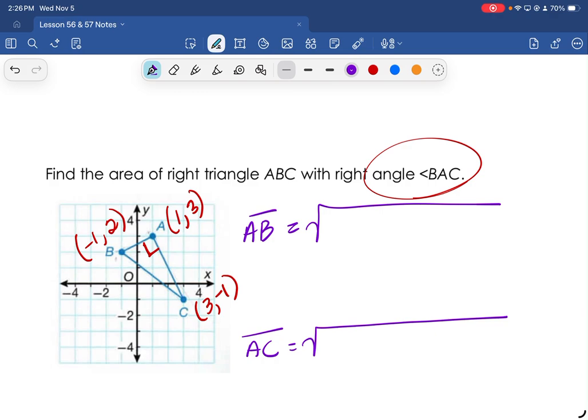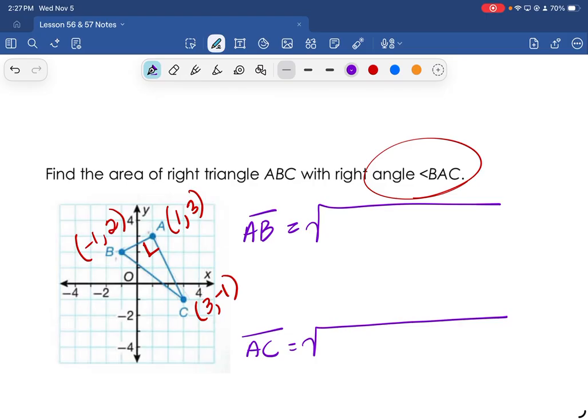Miss Davis, does this look right for A and B? I got root 5. Let's see, did you do negative 1 minus 1 squared plus 2 minus 3 squared? And then did you get a negative 2 squared?